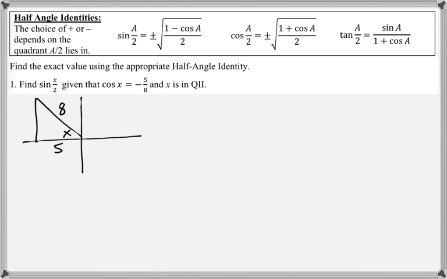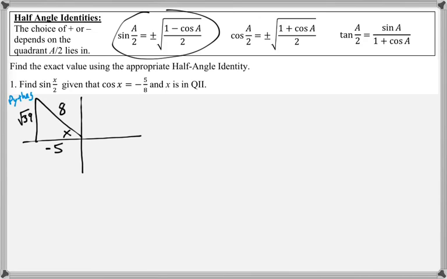Now my hypotenuse is never negative, and I know going to the left for x's is negative. And if you use the Pythagorean theorem, you can find that this is square root of 39. So that's by Pythagorean theorem. Okay, so we need to kind of figure out that plus minus for the identity.